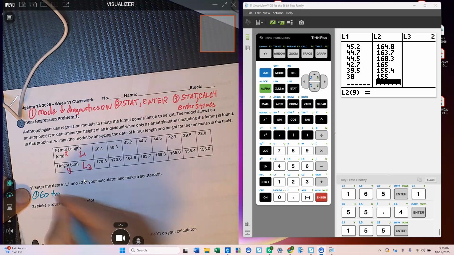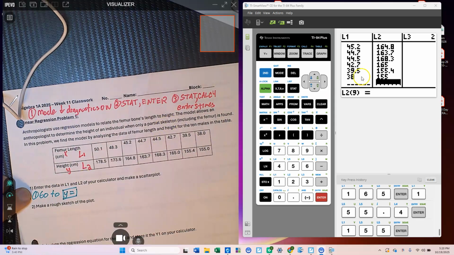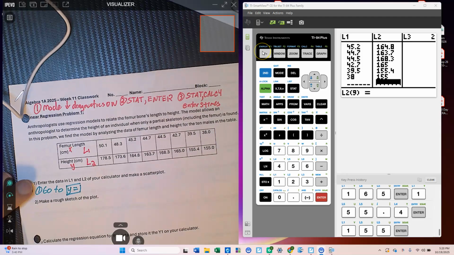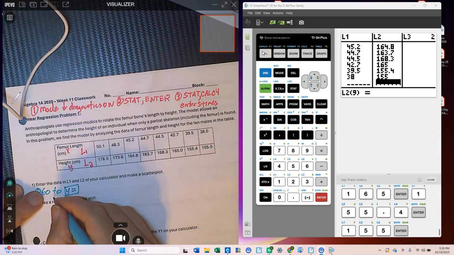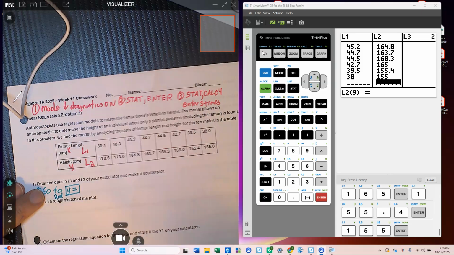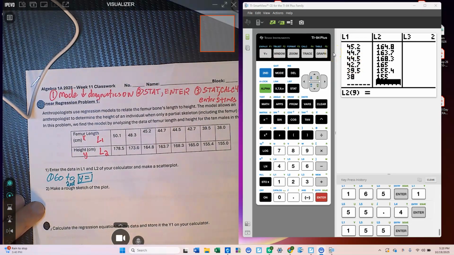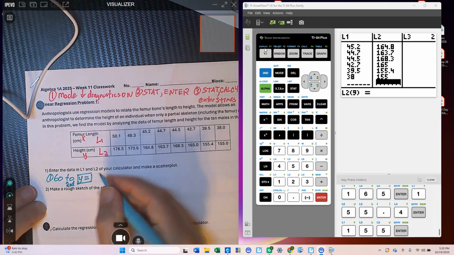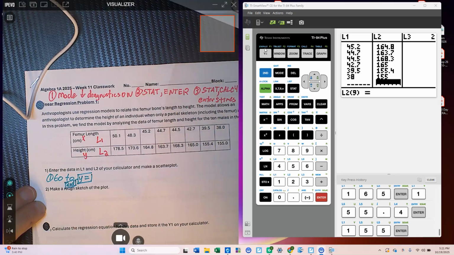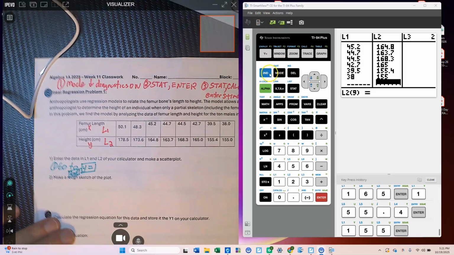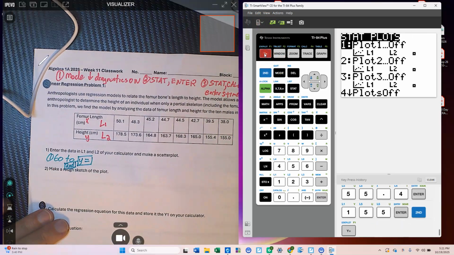Okay, so go to Y equals. So let's do that. No. Second, Y equals. Yeah, up above it's stat plot. Second, Y equals. And you want to turn stat plot on.